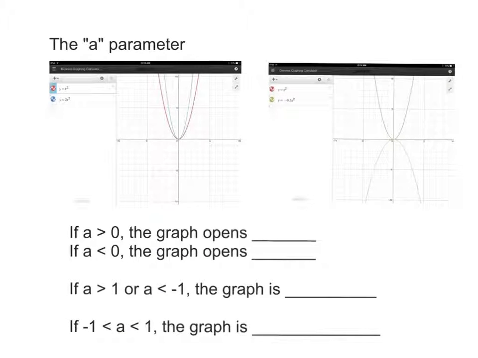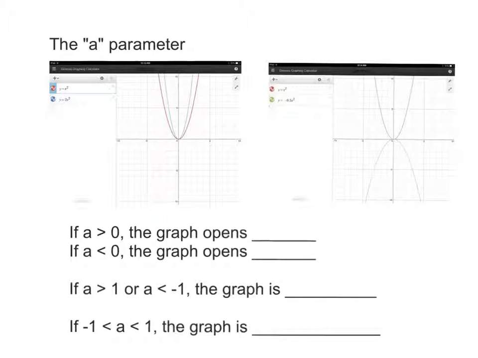So let's talk about the a value, the a parameter. Here are some graphs to look at. I know it's kind of small, but I'll read you the equations. The red one in each of them is just y equals x squared, that parent function I was talking about. And the blue one here, I've changed the a value. So this is y equals 2x squared. And you can see how that one's different than y equals x squared. It looks narrower.